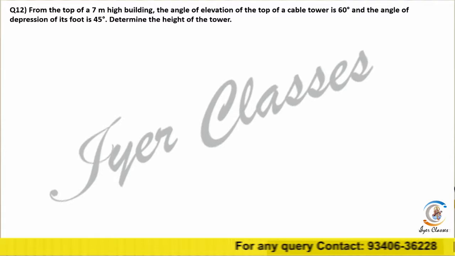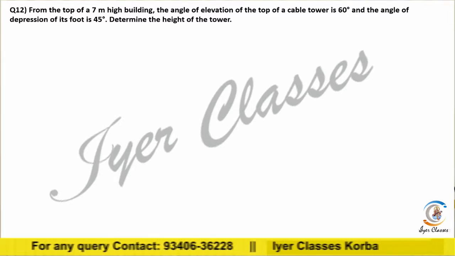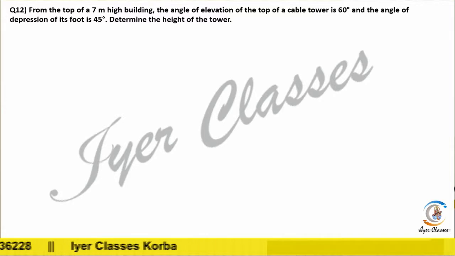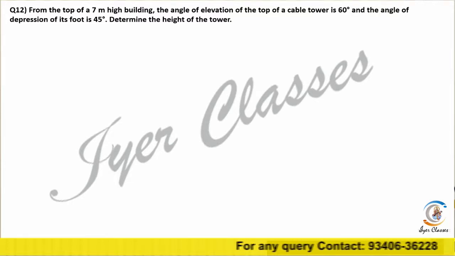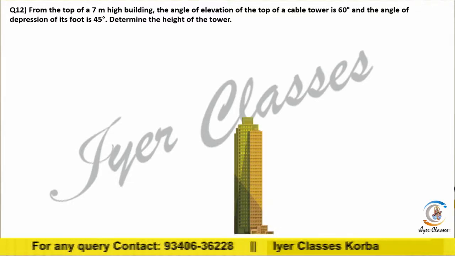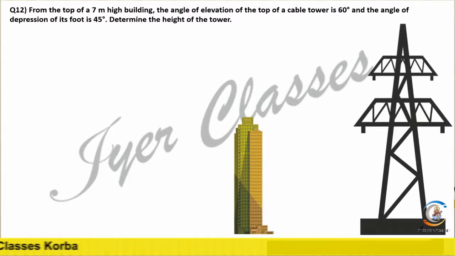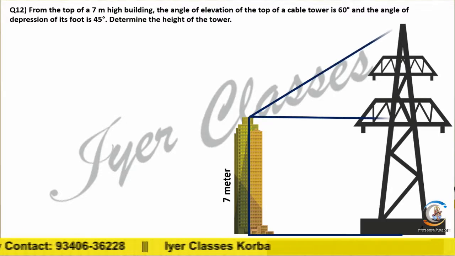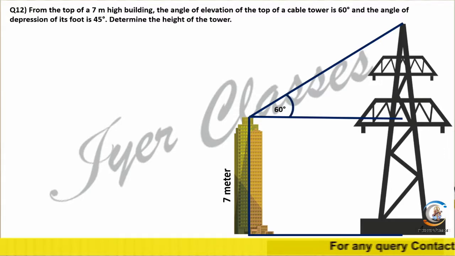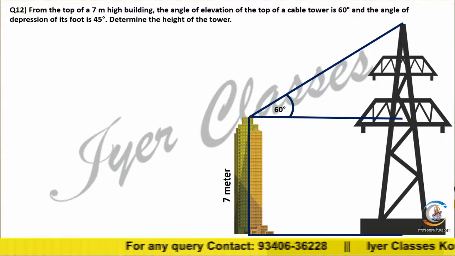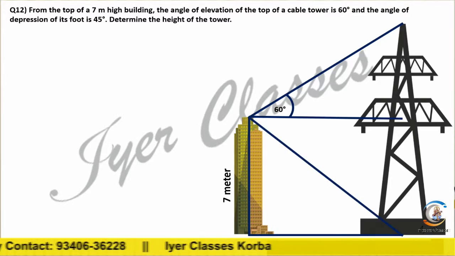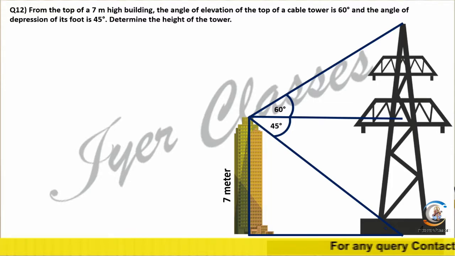From the top of a 7-meter high building, the angle of elevation of the top of a cable tower is 60 degrees and the angle of depression of the foot of the tower is equal to 45 degrees. Determine the height of the tower. What you see is a building. It is 7 meters high and you see a cable tower which is very high. Standing on the top of the building, you can see the top of the tower and the angle of elevation here is equal to 60 degrees, right? And from the same point, you observe the foot of the TV tower and the angle of depression is equal to 45 degrees. You are supposed to find out the height of the tower, right?